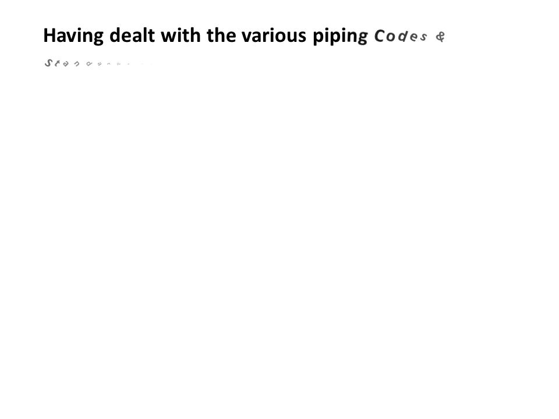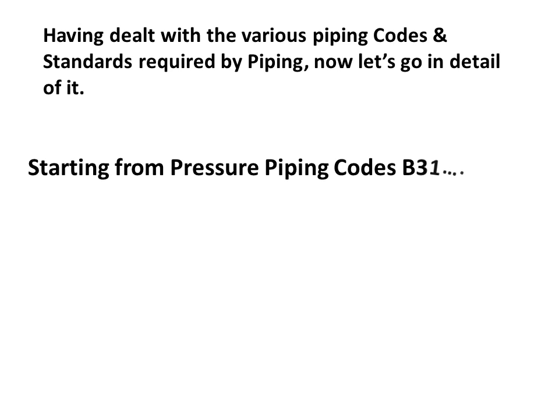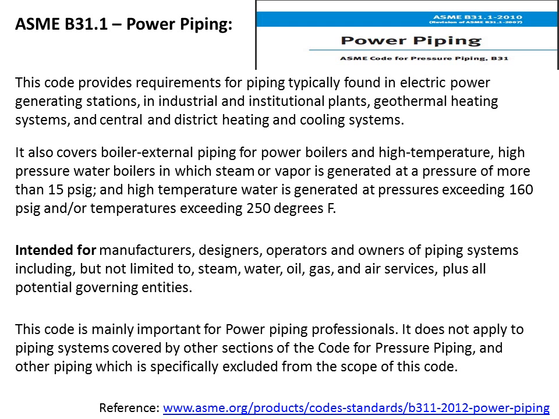Having dealt with the various piping codes and standards required by piping, now let's go into detail. Starting from pressure piping codes B31, we have ASME B31.1 dealing with power piping. This code provides requirements for piping typically found in electrical power generating stations, in industrial and institutional plants, geothermal heating systems, and central and district heating systems.